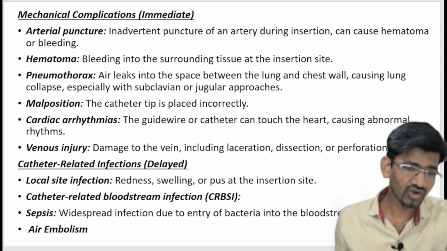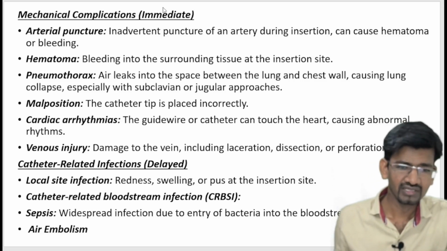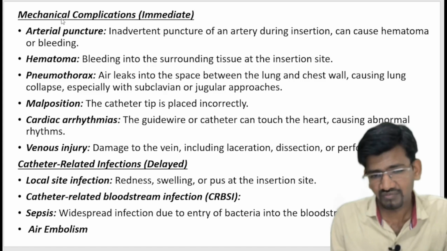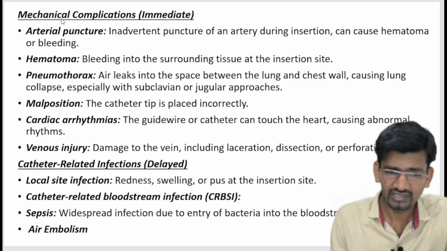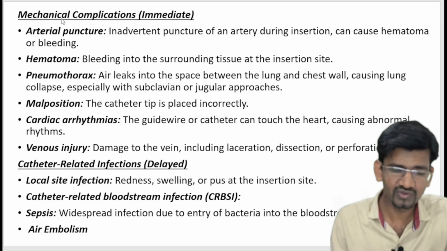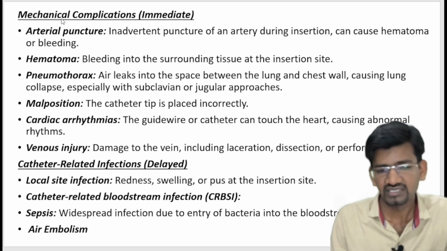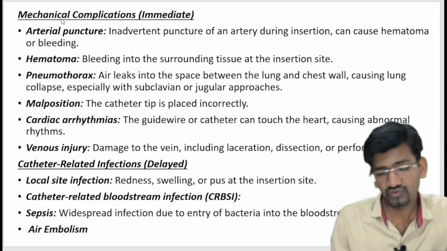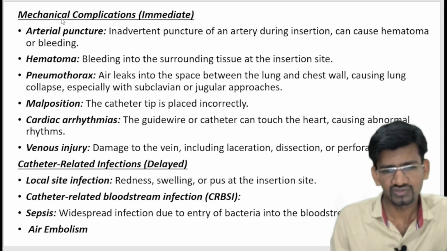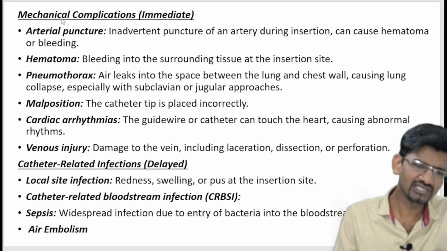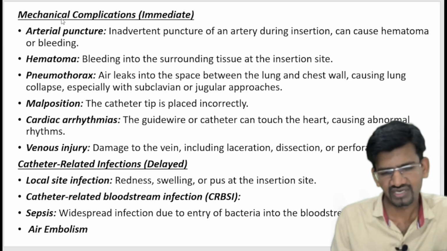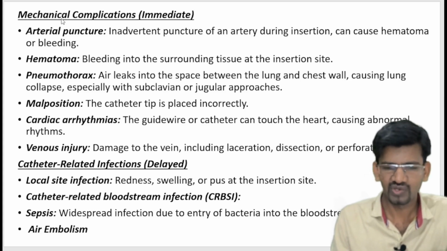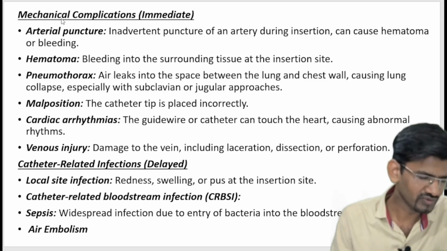So then what are the complications? See, this is very important. What complications might occur with the CVC? One is the mechanical complication, related to the insertion, and the second is related to the catheter after insertion. So two important types of complications can occur. The mechanical ones occur during insertion, so these are the immediate complications, whereas after insertion many complications will occur that are delayed. Over a period of time these complications will develop.